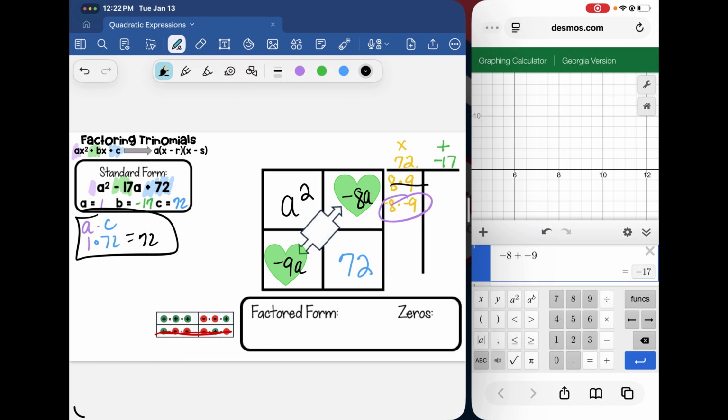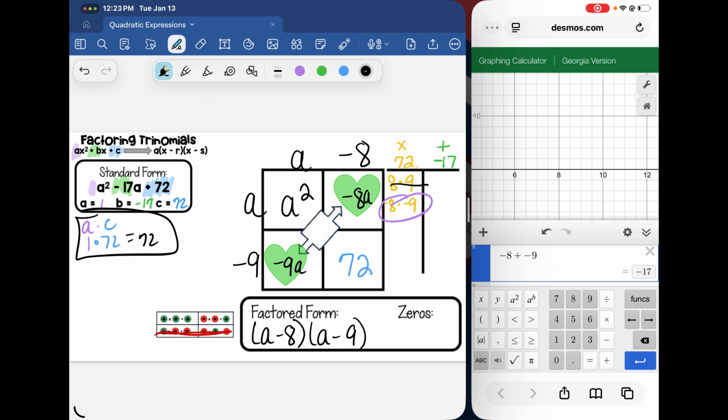Now we get ready to write our factored form. What's going to go outside of this box that's going to multiply to a squared? An a and an a. Well, what can I multiply by a to give me negative 8a? Negative 8. What can I multiply by a to give me negative 9a? Negative 9. What is my factored form? What's across the top? a minus 8. What's across the side? a minus 9.